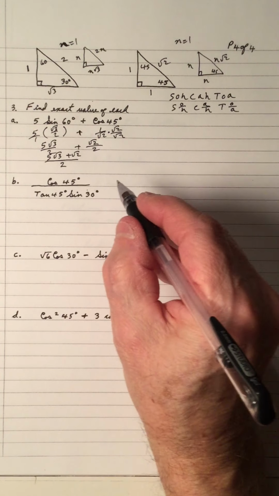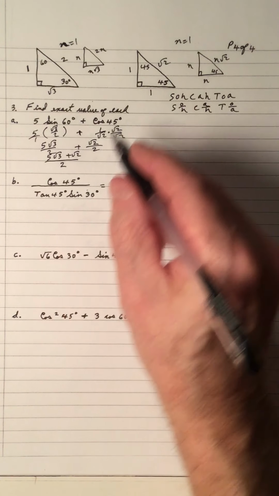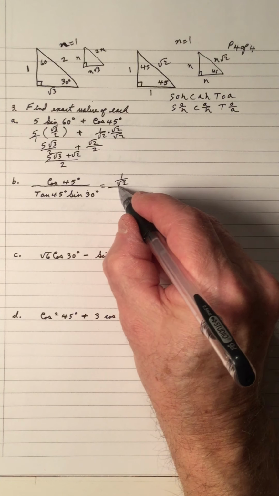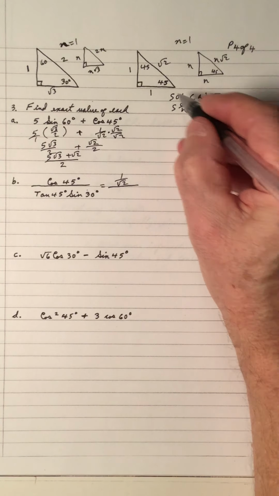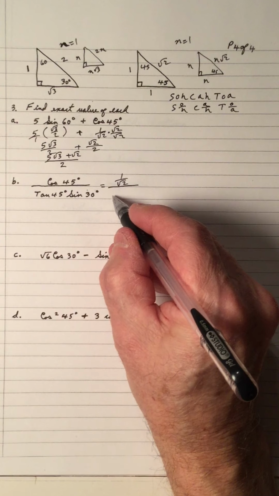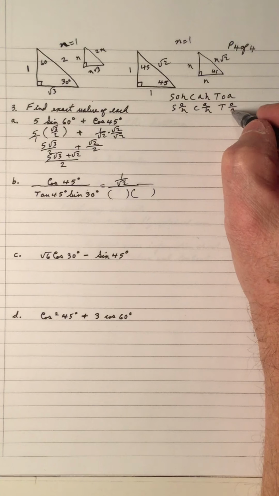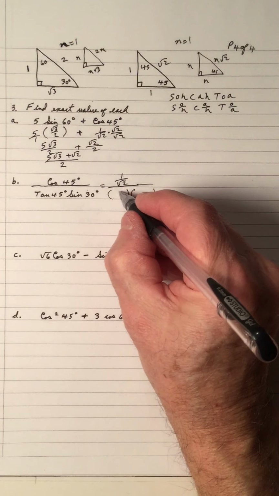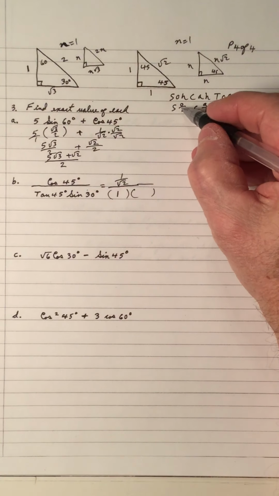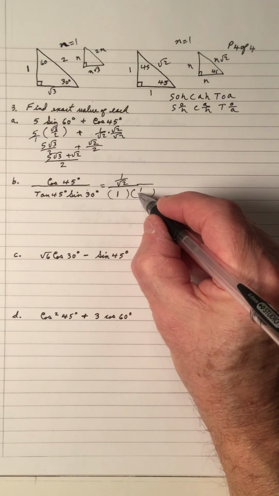B, the cos of 45. The cos of 45 is 1 over root 2. Cos is adjacent over hypotenuse, 45. Cos, 1 over root 2. The tan of 45, tan is opposite over adjacent, so it's 1 over 1. So tan is 1 over 1, which is 1. The sine of 30, sine is opposite over hypotenuse. The sine of 30 is opposite over hypotenuse, is a half.